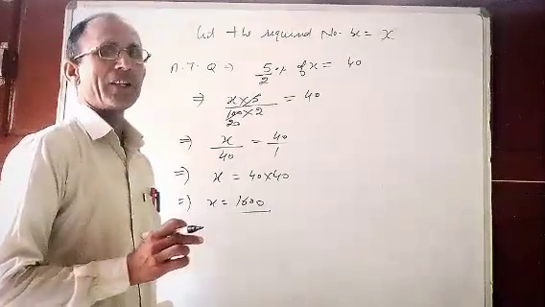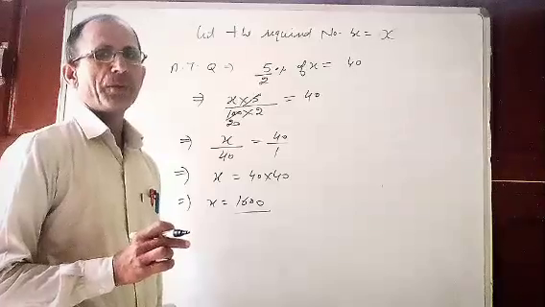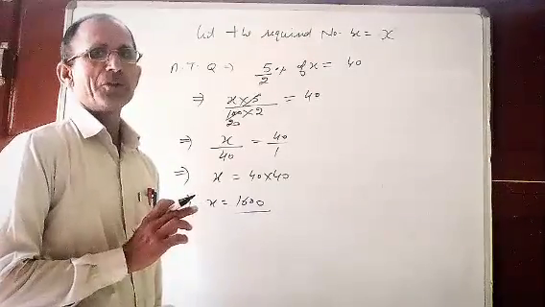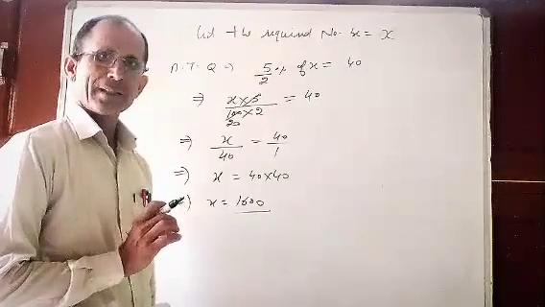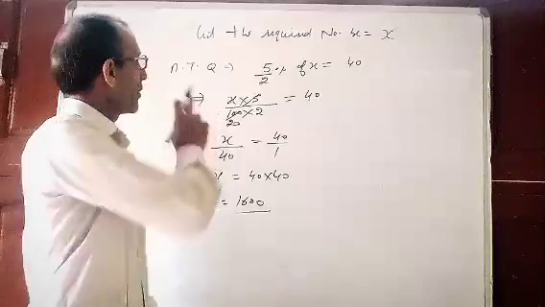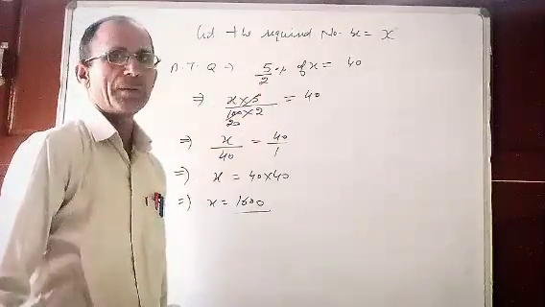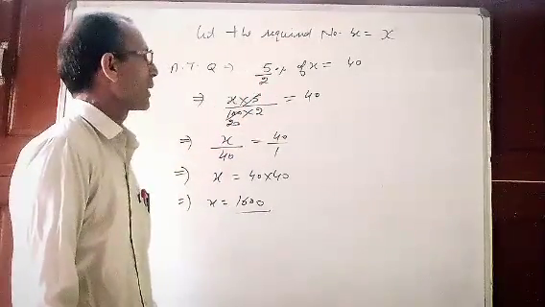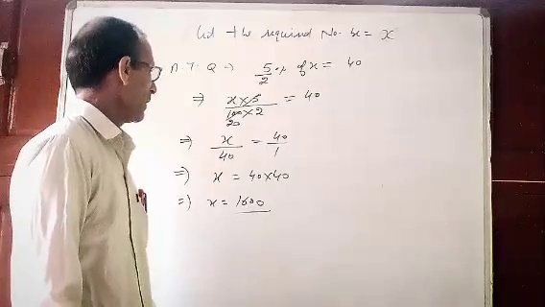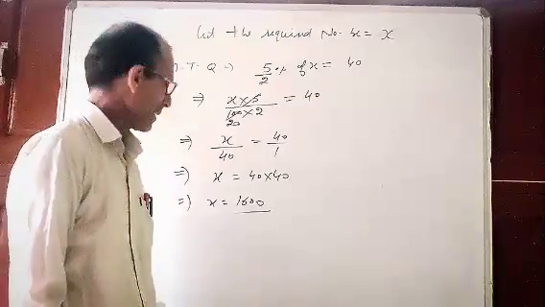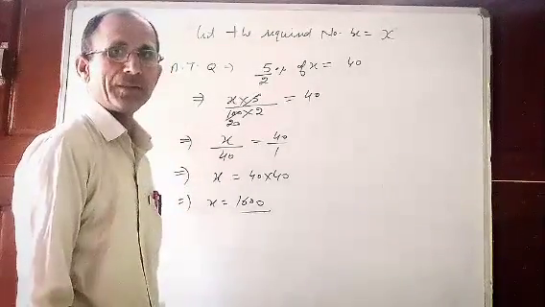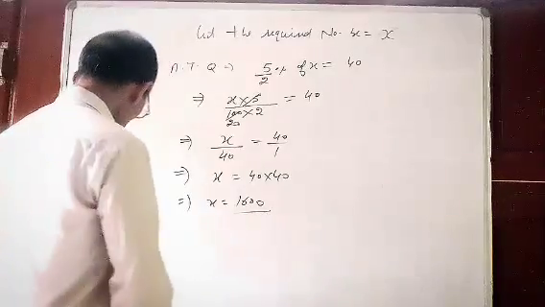5 by 2% of a number is 40, then find the number. So I assume the required number is x. Now what is the question? The question is 5 by 2% of this number is 40. So 5 by 2% of x is 40. Then the value of x will be 1600. Any doubt, any confusion? Okay, now one more question.